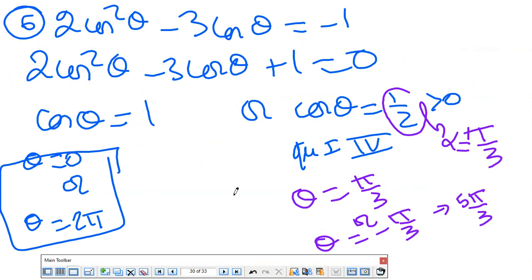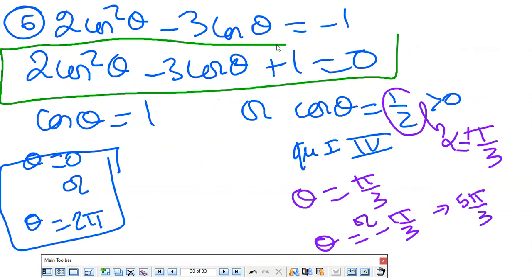Okay, 6, that's it. Here it reminds me of a quadratic equation. As I have 2x squared minus 3x plus 1 is 0, the calculator gives me two roots, 1 and a half. Be careful, it's not x is equal to 1, it's cosine theta is equal to 1. Also the particular angle, so it's 0 or 2 pi.